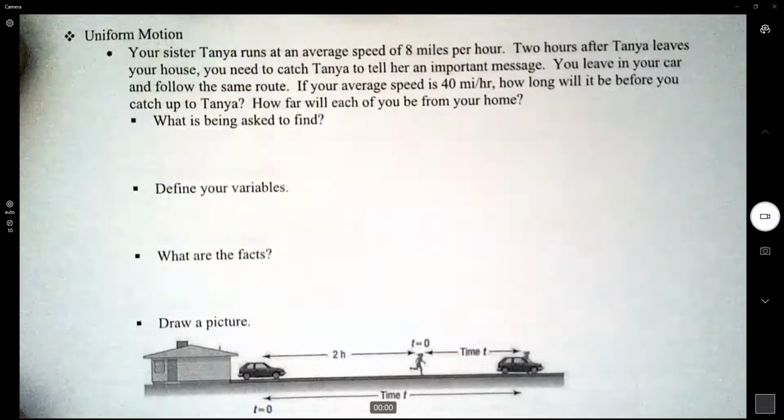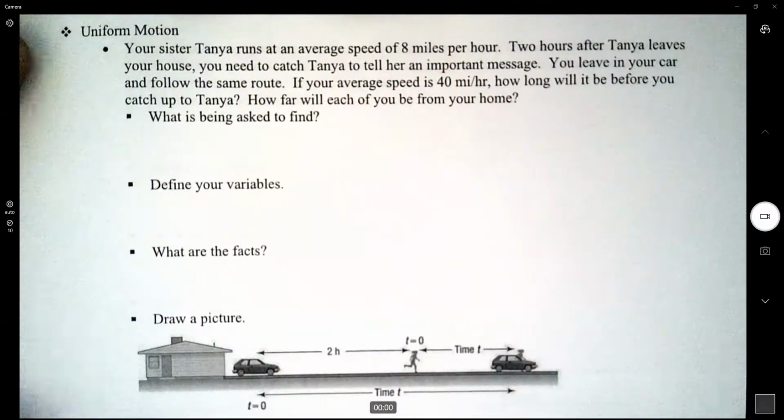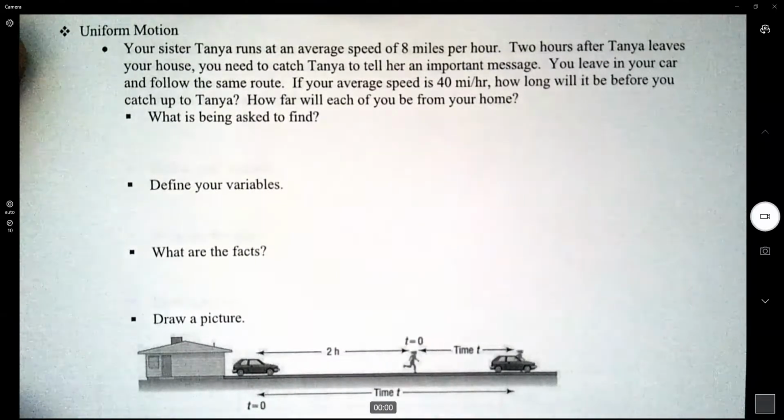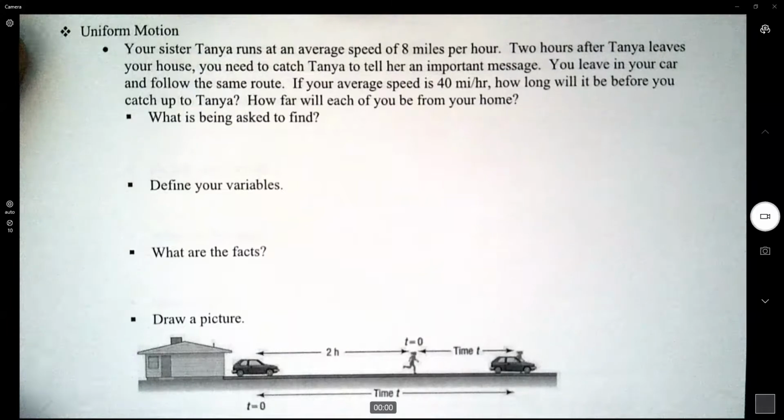Okay, this one deals with uniform motion. Okay, your sister runs at an average speed of 8 miles per hour. 2 hours after Tanya leaves her house, you need to catch Tanya to tell her an important message. You leave in your car and follow the same route. If the average speed of your car is 40 miles per hour, how long will it be before you catch up to Tanya? And how far will each of you then be from your home?